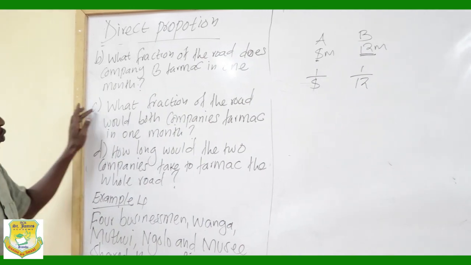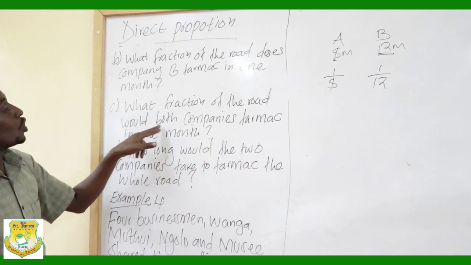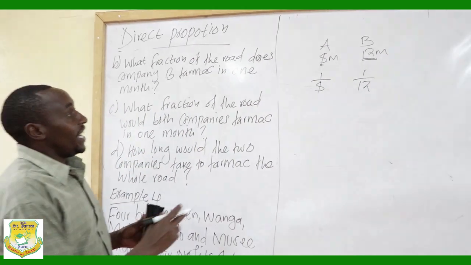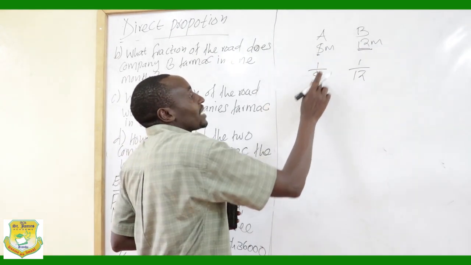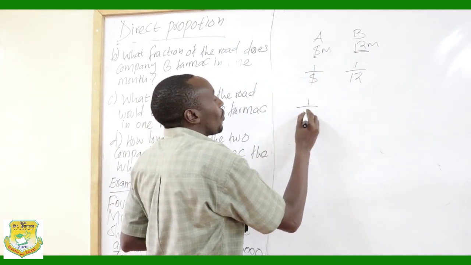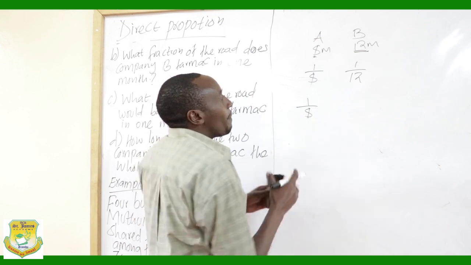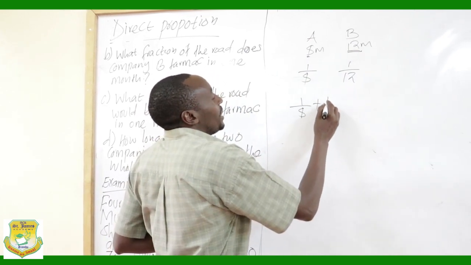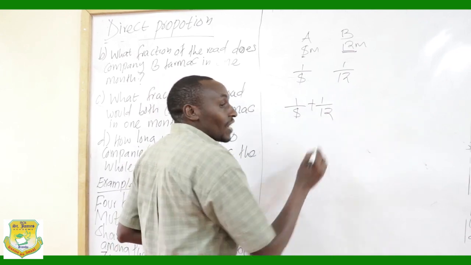C, what fraction of the road would both companies tarmac in 1 month? So, A tarmacs 1/8 of the road within 1 month, and B tarmacs 1/12 within 1 month. So I combine them so that I get the fraction that will be tarmacked by both companies.